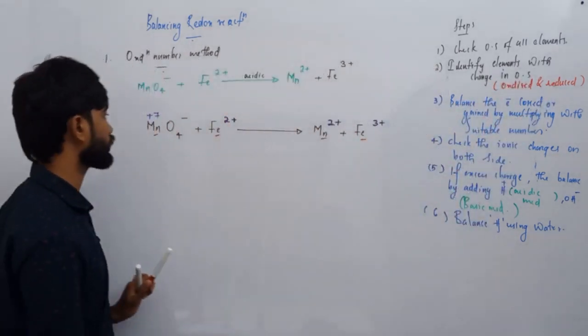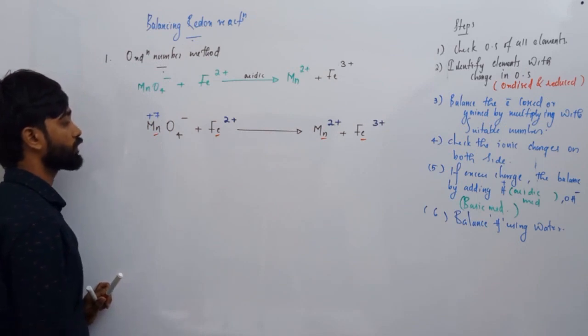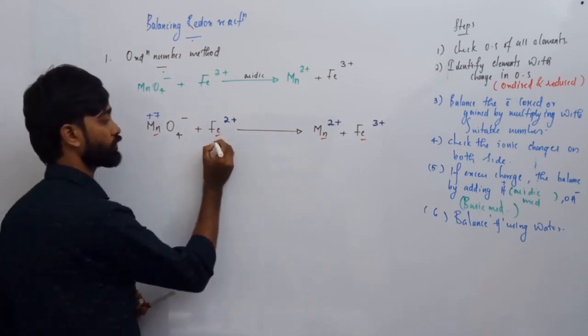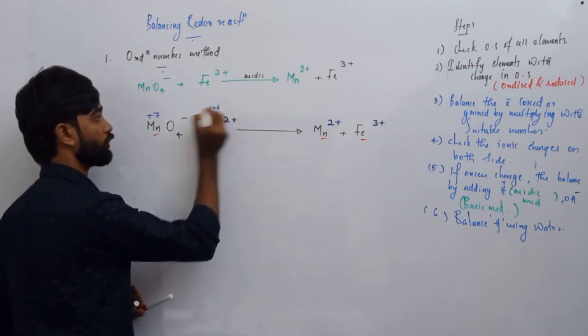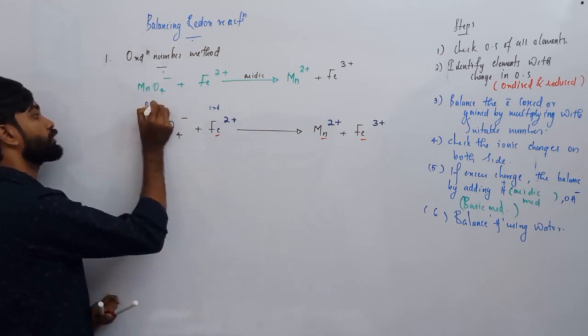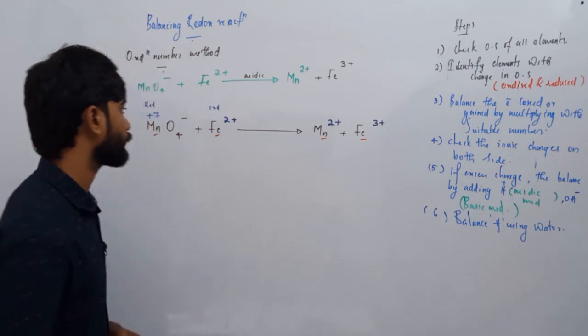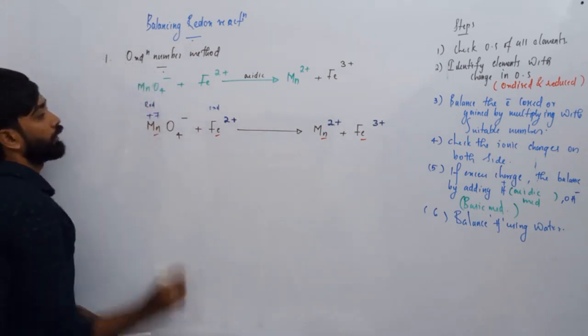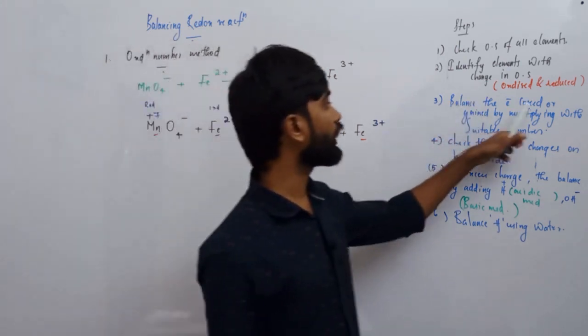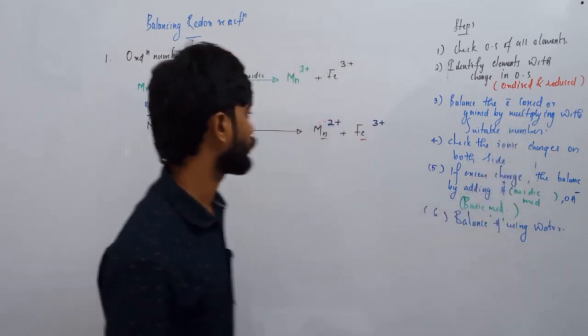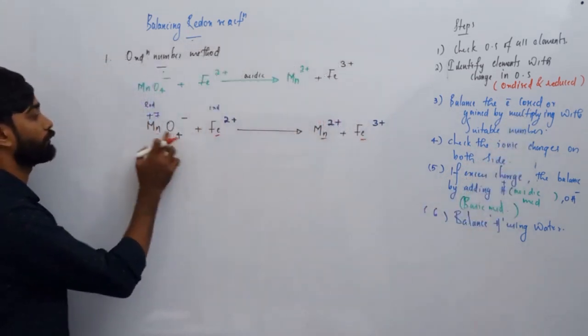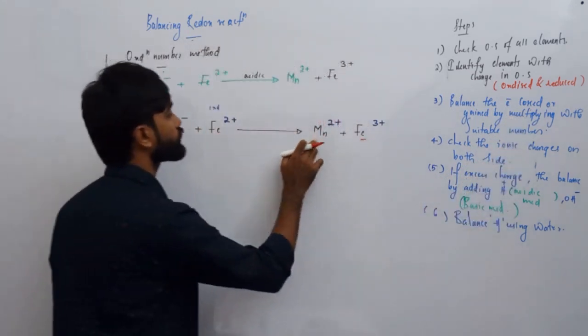So which one undergoes oxidation? Iron undergoes oxidation. So this is oxidized and this is reduced. So identify the elements that are oxidized and reduced. Then balance the electrons lost and gained by multiplying with a suitable number. So then you should find how many electrons are lost and gained.